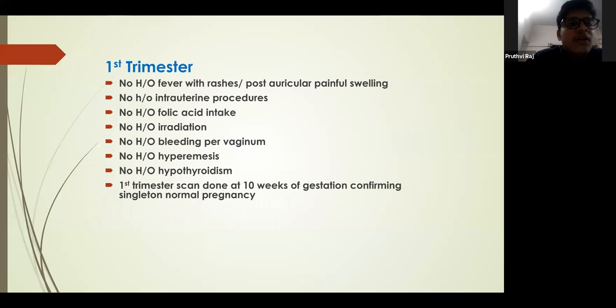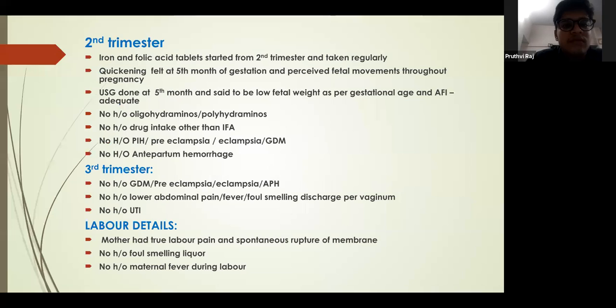First trimester: no history of fever with rashes and post-auricular painful swelling. No history of intrauterine procedures. No history of folic acid intake. No history of irradiation. No history of bleeding per vaginum. No history of hyperemesis and no history of hypothyroidism. First trimester scan done at 10 weeks of gestation, confirming singleton normal pregnancy.